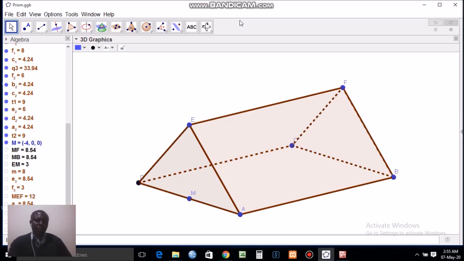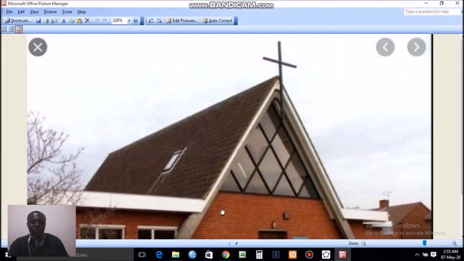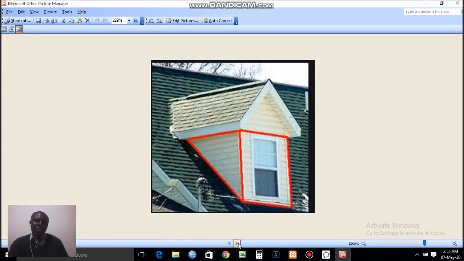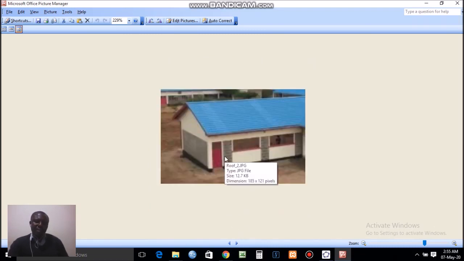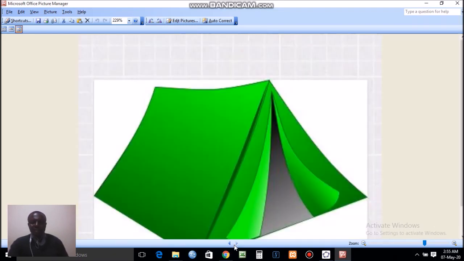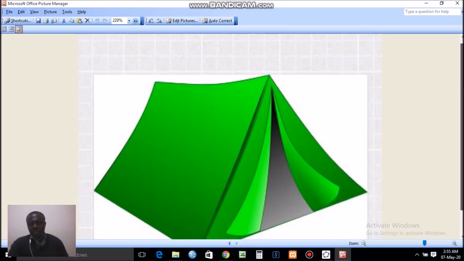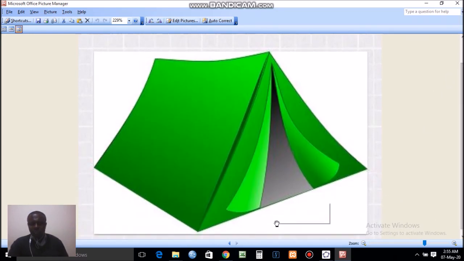Now, before we begin, I would also like you to be able to identify objects in your environment that are in the shape of a prism. We can have a look at some of them. Here we have the roof of a church. It is in the shape of a prism. Here we have part of the roof of a residential house. You can see it is part of a triangular prism. We also have a roof of a classroom in a school. And this is a tent. All these are in the shape of triangular prisms.